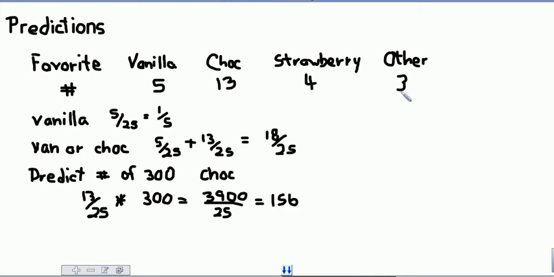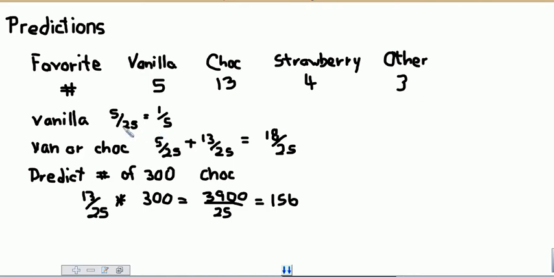Let's say you do a survey of your class. Favorite ice cream flavor. 5 pick vanilla. 13 of them are really smart and pick chocolate. 4 pick strawberry. And 3 pick something weird. Maybe they pick cookies and cream or, I don't know, chocolate chip or mocha or some weird thing like that.